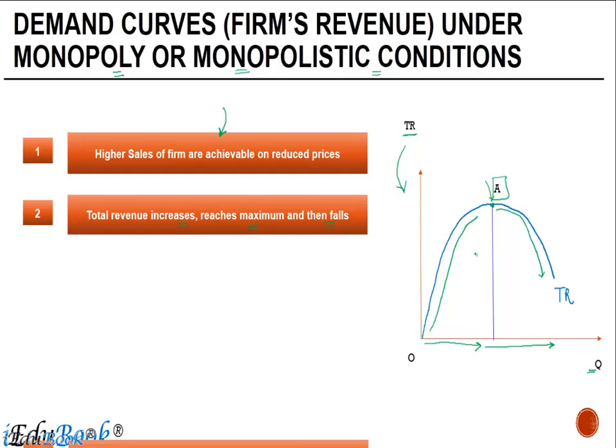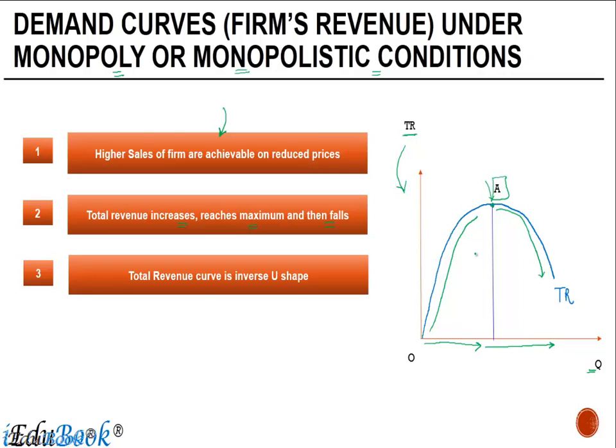The total revenue curve, the only curve which we have in this, the blue one, is an inverse U-shaped curve. What that means is, as the number of units sold increases, the revenue keeps on increasing, reaches a maximum, and then starts falling at the other end, resulting in an inverse U shape.